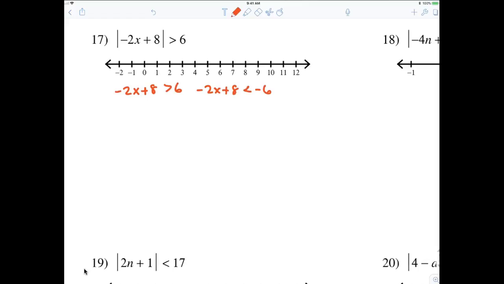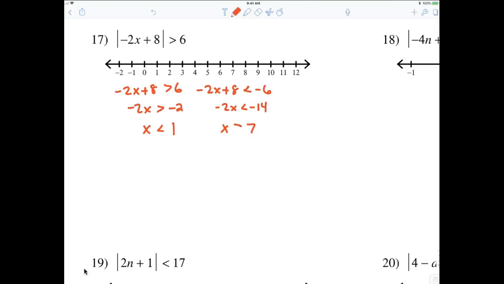So I have negative 2x is greater than negative 2. So be careful. X is less than 1. X is less than 1. Again, multiplying and dividing by negative, change the inequality sign. All right, so next, I have negative 2x is less than negative 14. So x is greater than 7. x is greater than 7.